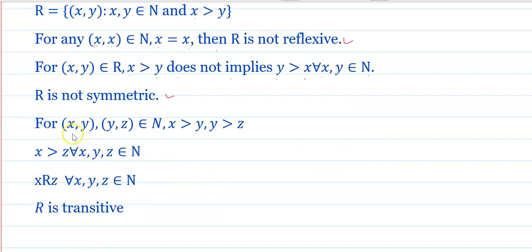Now the next: (x, y) and (y, z) belong to the set of natural numbers. As (x, y) belongs to the set of natural numbers, it means x is greater than y. (y, z) belongs to the set of natural numbers, it means y is greater than z. Okay, it implies that x is greater than z for every x, y, z. For every x, y, z belonging to the set of natural numbers, this is possible. But therefore, (x, z) for every x, y, z belonging to the set of natural numbers, and hence R is transitive in this way.